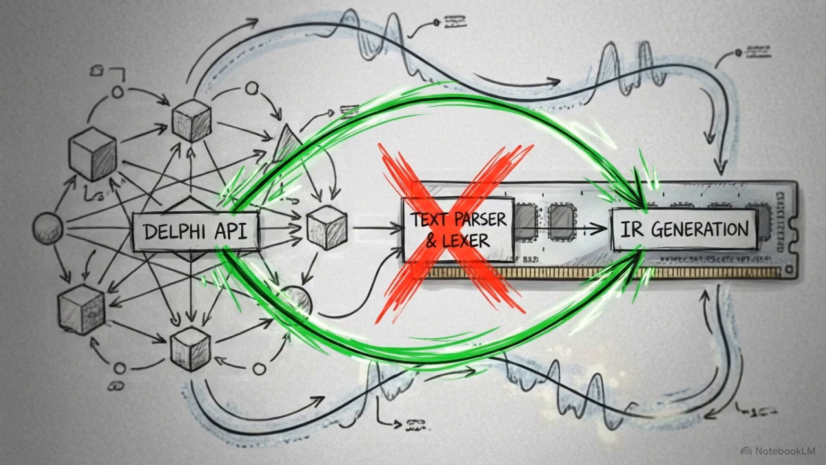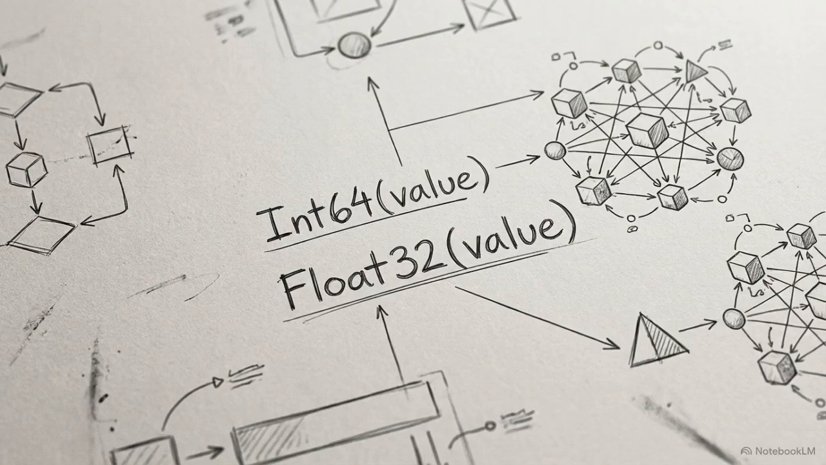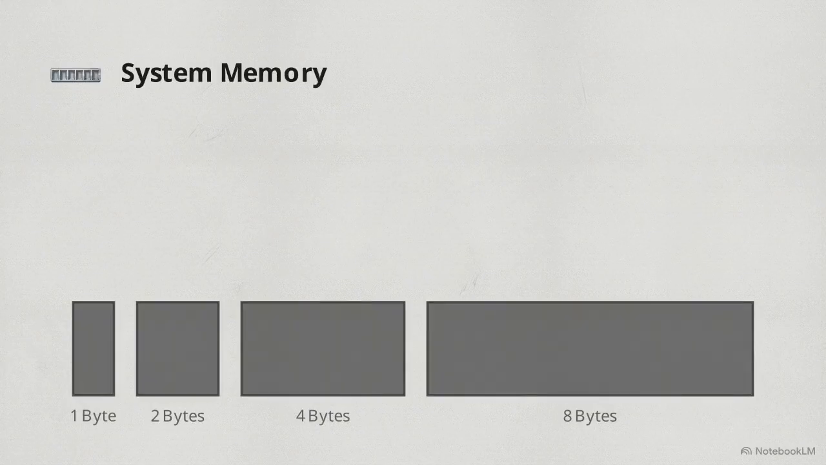Most compilers spend computational energy reading and interpreting text files. Viper drops this step entirely. The developer acts as the compiler's front-end. You build the program logic using explicit, typed expression handles within Delphi. Every variable has a strictly known size.